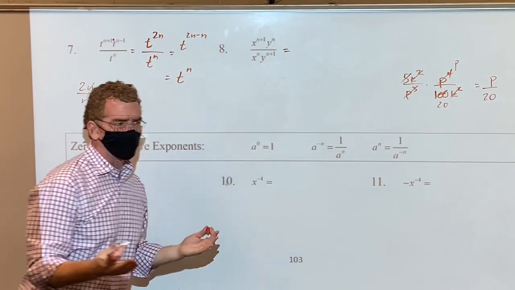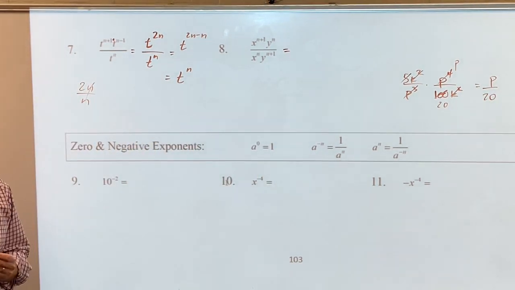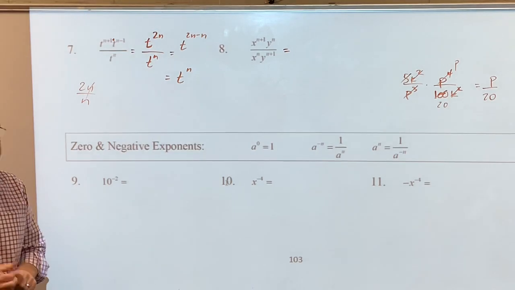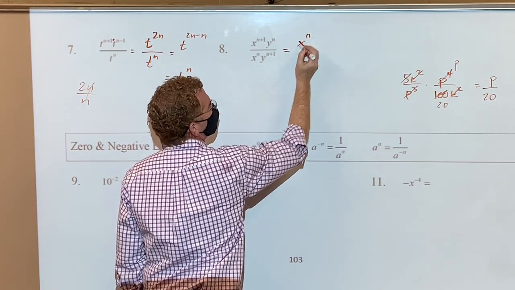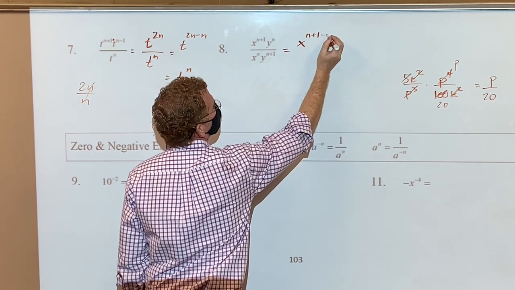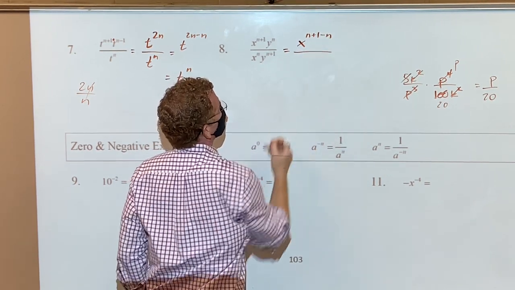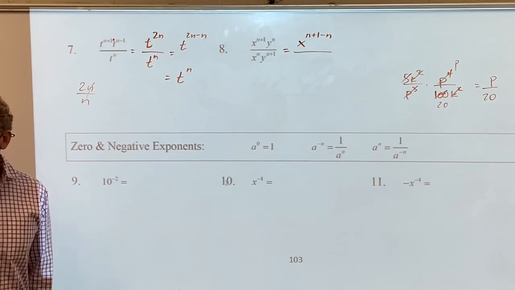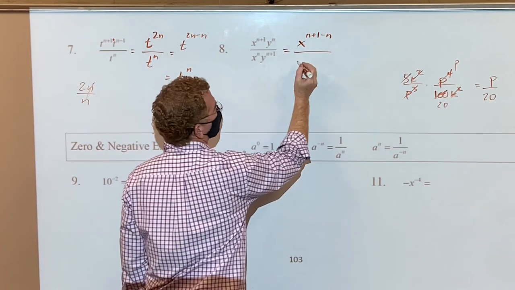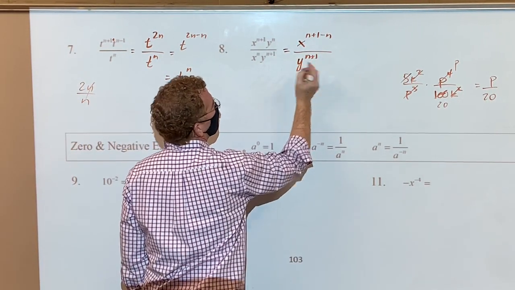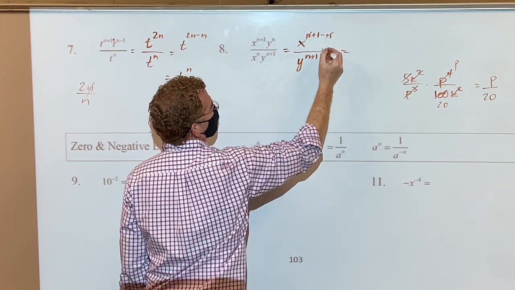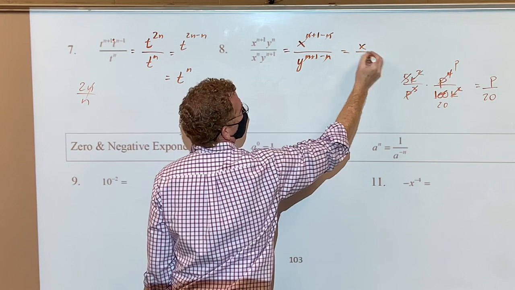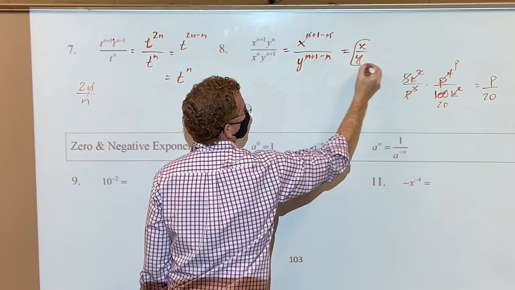Does it look like I have more x's on the top or the bottom? The top? Okay, so then I'm going to leave the x there and keep the base, subtract those exponents. Where does it look like I have the most y's? So I'm going to keep the y there and subtract the exponent. And then you can see the n's cancel on both of these, and I'm left with x to the first over y to the first.